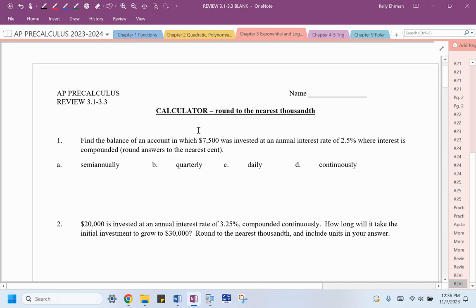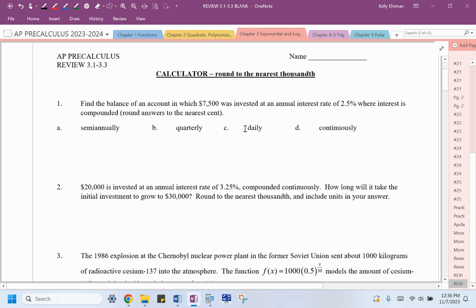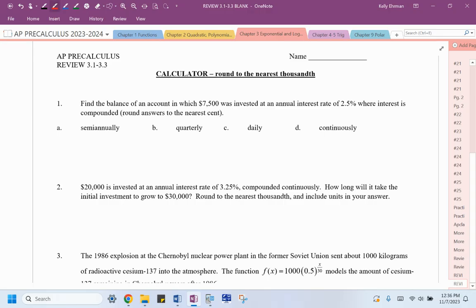All right, so we're going to start with the calculator part of this review. Remember to use this review for the quiz, but also the old quiz review that you got on Monday. Make sure you're looking over that too for some true or false practice.